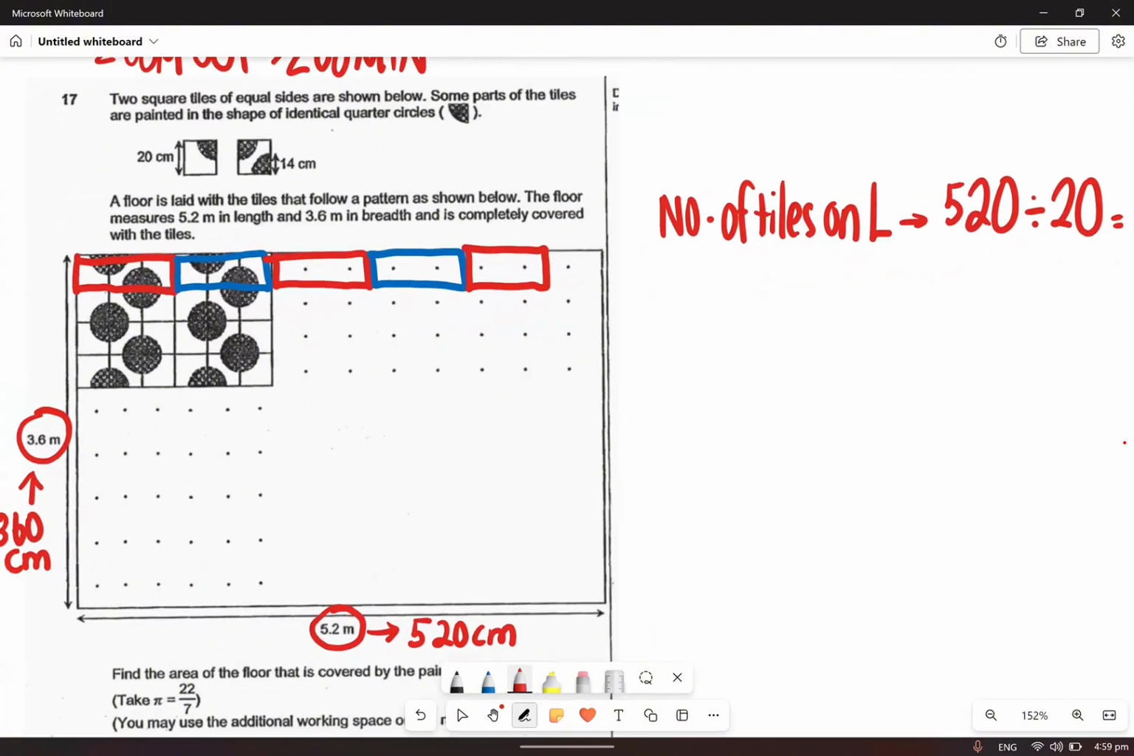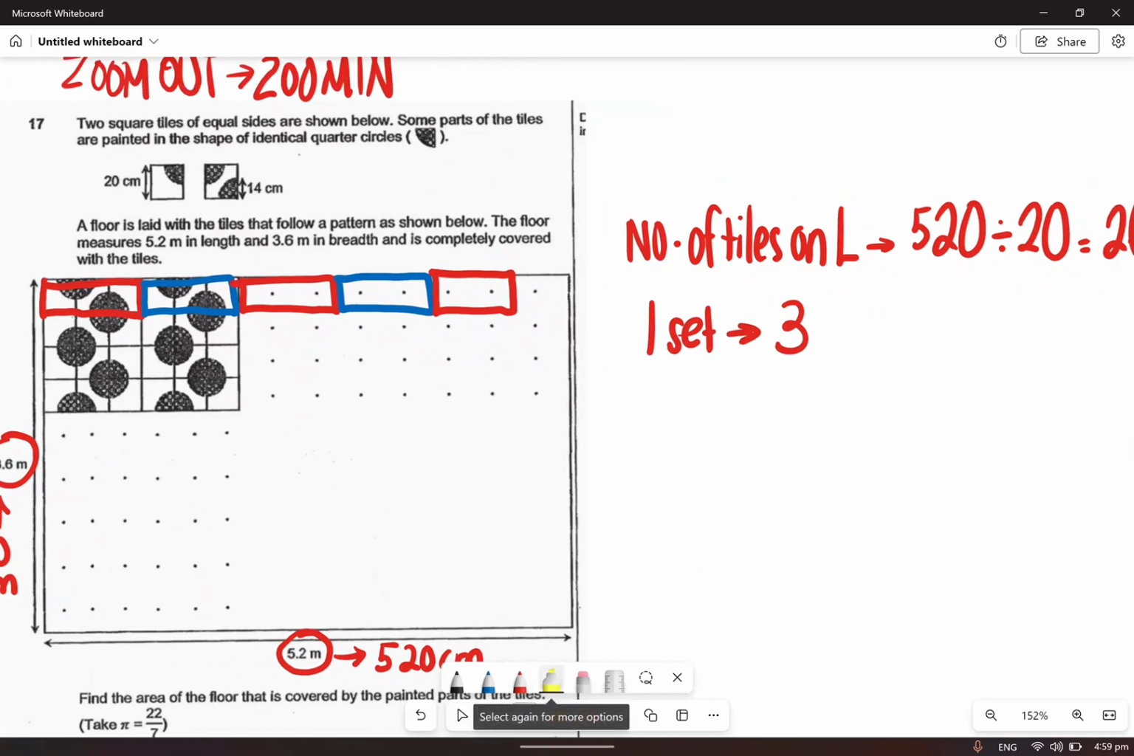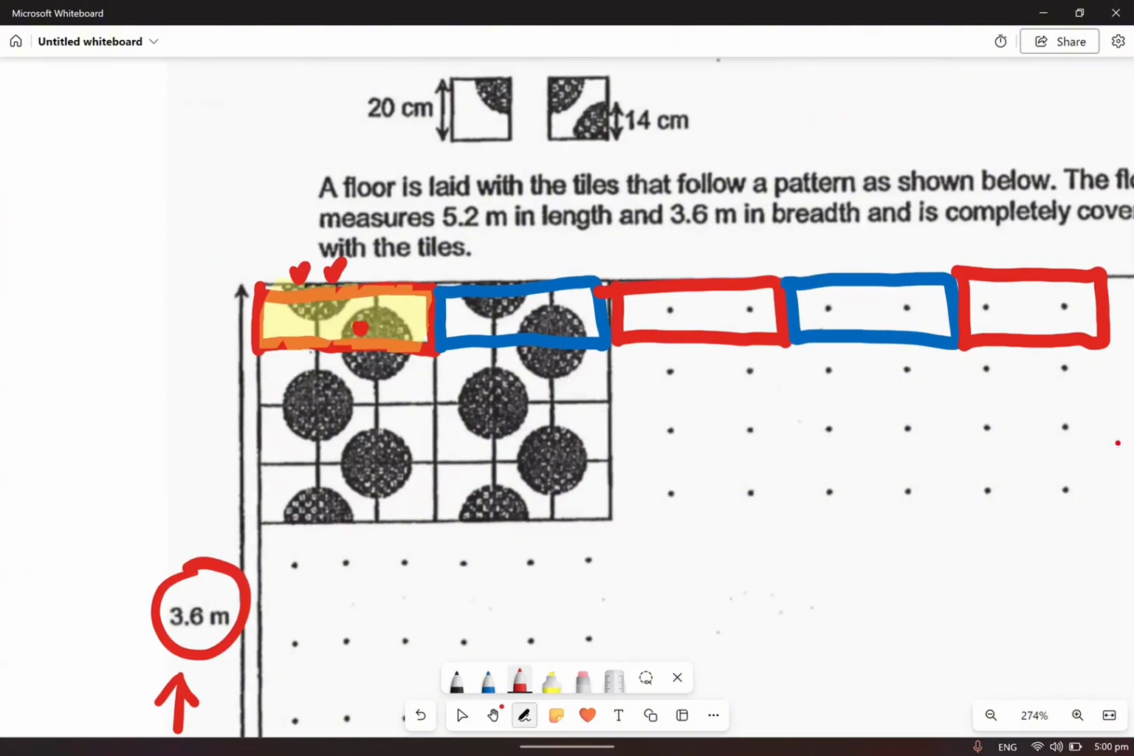So if there are 26 tiles, I can say that one set equals 3 tiles. Let me just write that down first. One set equals 3 tiles. Why does one set equal 3 tiles? Because this is my one set. And for 3 tiles, every time I see 3 tiles, I will see 1, 2, 3, 4 quadrants. I just have to highlight to you again: one set, how many quadrants? You can see 1, 2, 3, 4. Am I making sense or not making sense?